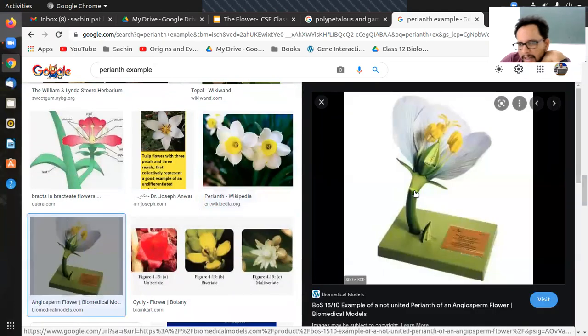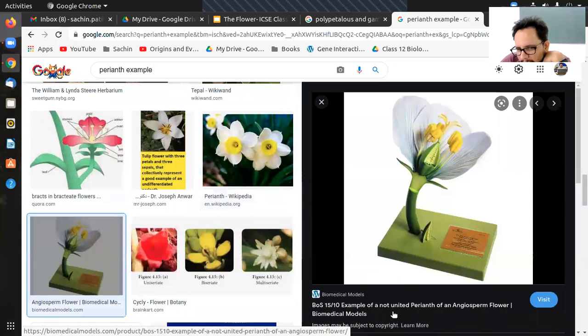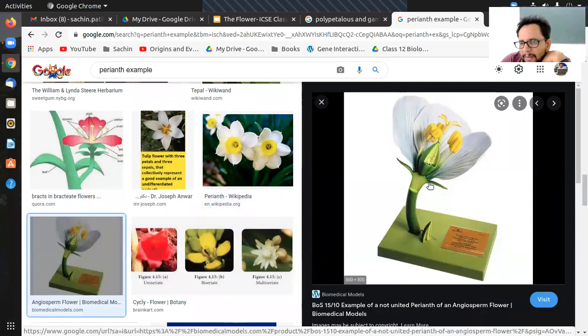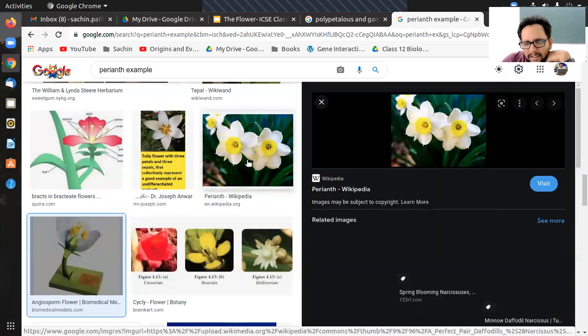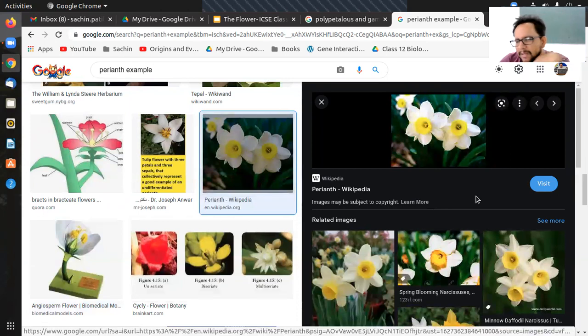Even in this case specifically, this is an example of a not united perianth. What I want to show is that this is actually the epicalyx. It's not the calyx itself. The epicalyx is a sub part of the calyx, and the petals are fused with the sepal. So you can see a little green portion behind, right? That way, these are just examples of the perianth.